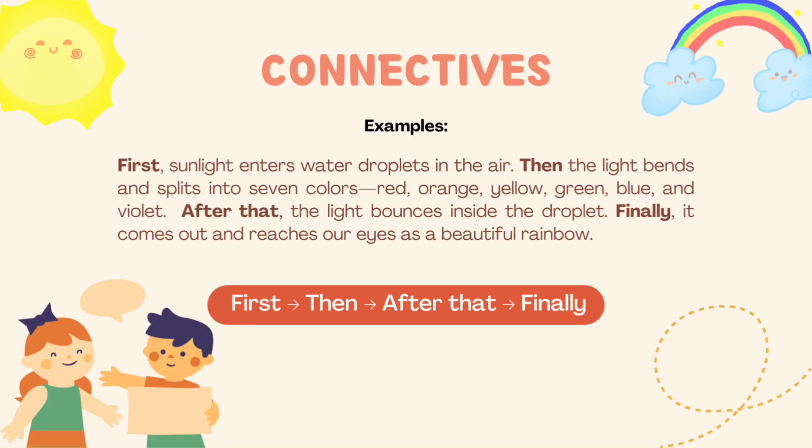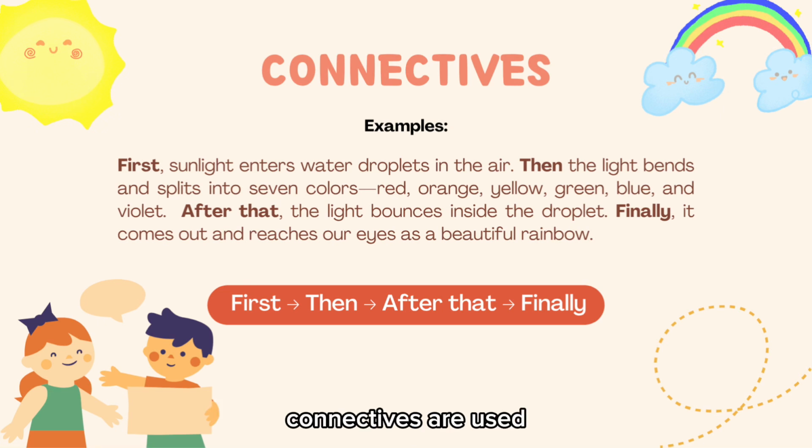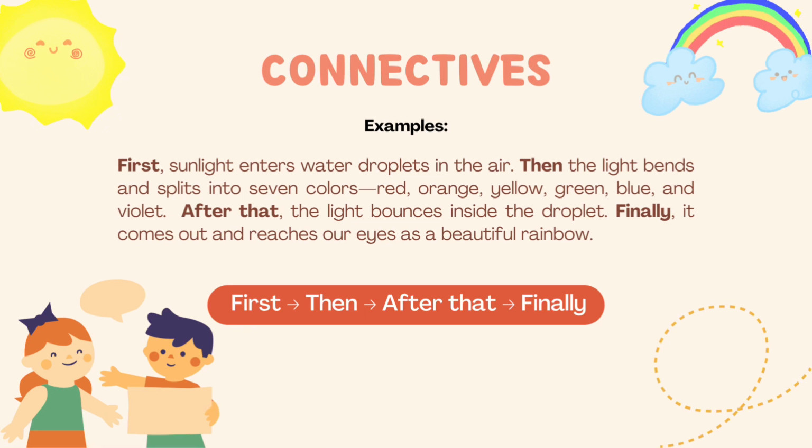Number 3, use connecting words. To show that the process happens in steps, connectives are used. Some common connectives in explanation text are first, then, after that, and finally.